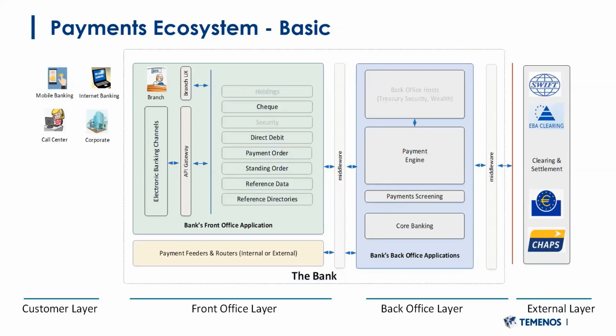Either way, the customer walks off from the channel having got the confirmation. The front office passes the order to the back office to be processed by the payment engine or the payment processor, and then cleared externally through the set of external layers, the last one you see on the picture, or internally if it's a book transfer.